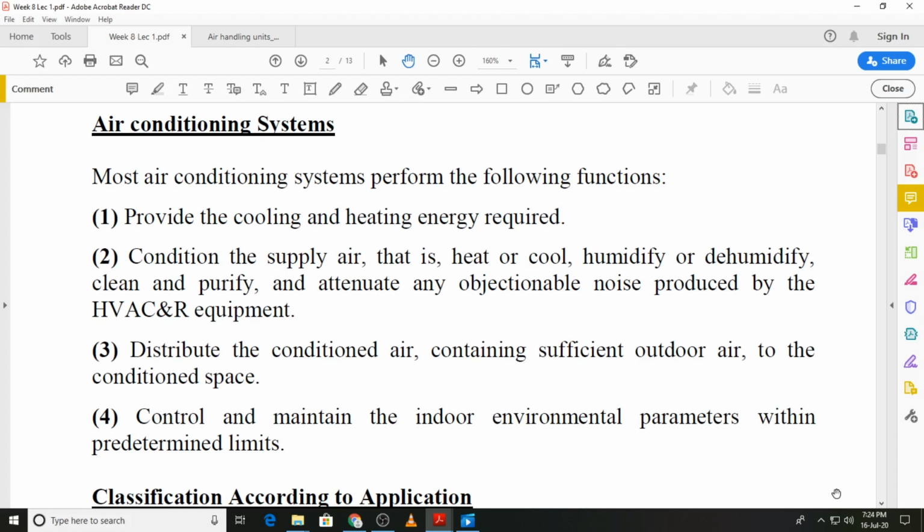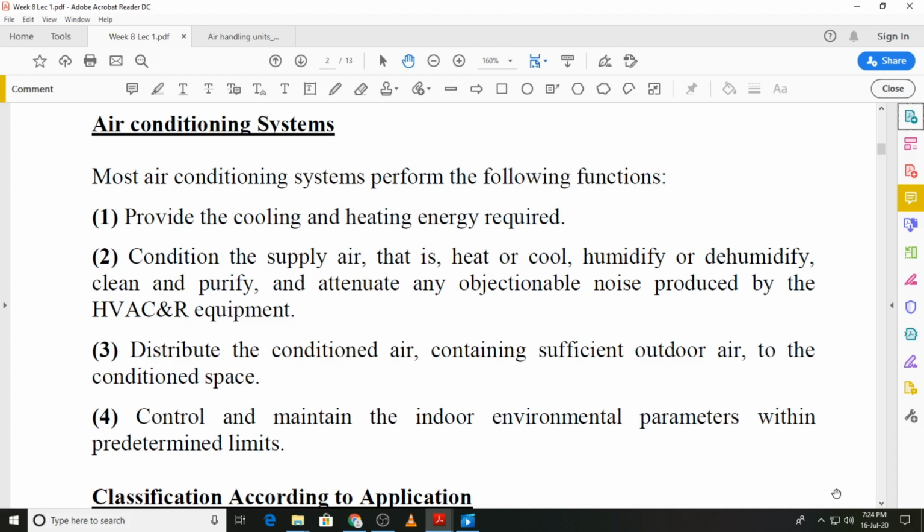For example, if you are working on a shop floor which is air conditioned, noise levels which are higher are permissible, but if you are going to provide air conditioning for a library or an office environment, definitely the noise levels over there will be comparatively much lower, and that also has to be taken care of when you design your air conditioning system. Then we need to distribute the conditioned air.